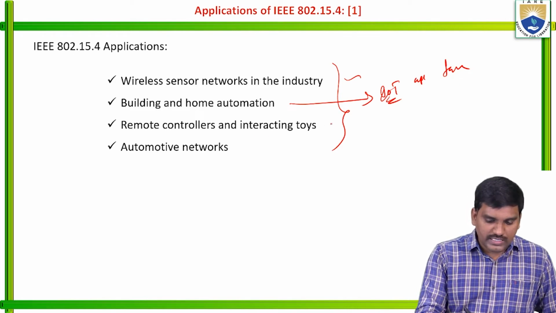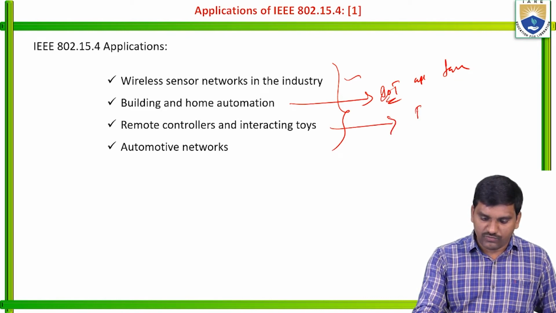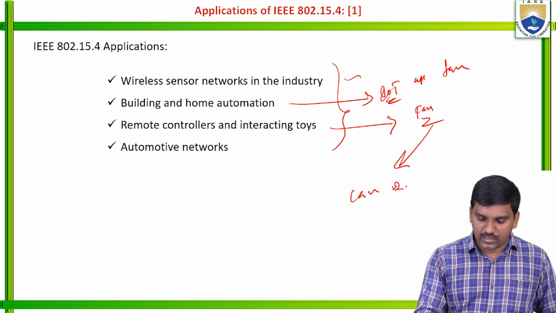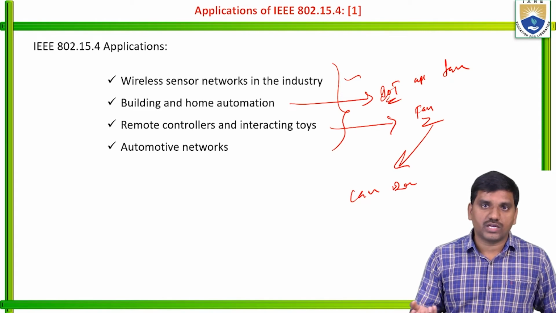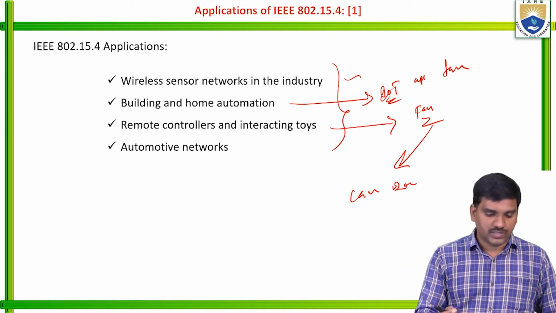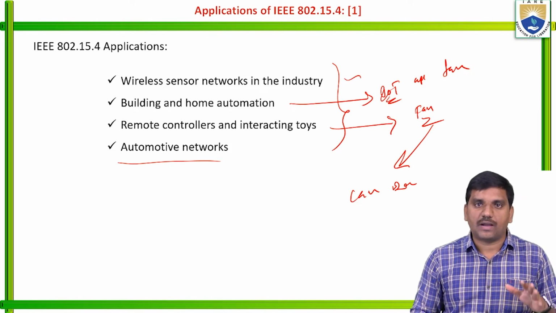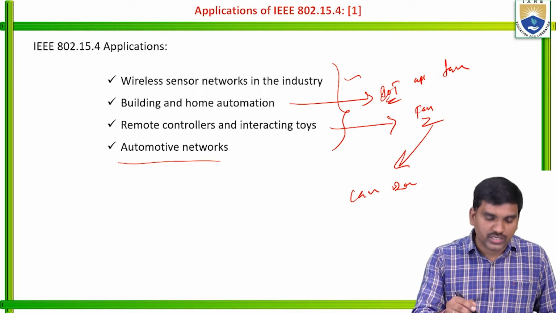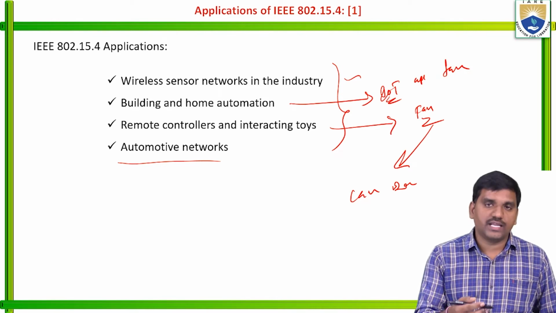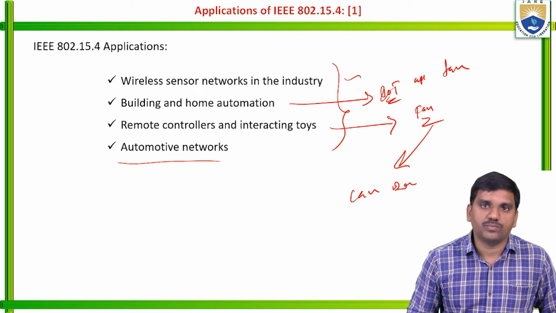Next, remote control and interactive toys. For example, a ceiling fan can be operated with a remote. So, a remote control fan. Next, automotive networks. So these are the 4 applications of 15.4. It is used in wireless sensor networks, building and home automation, remote control and interactive toys, and automotive networks.